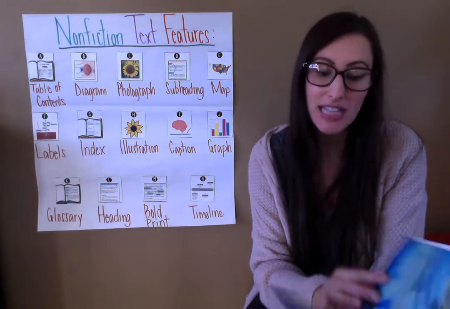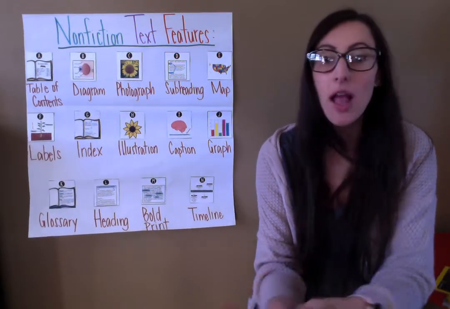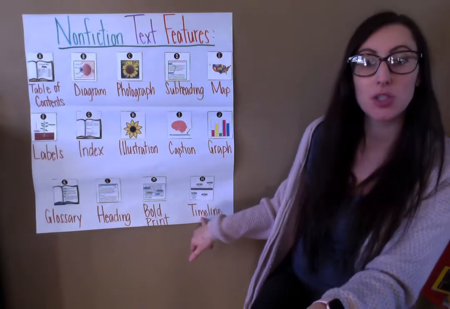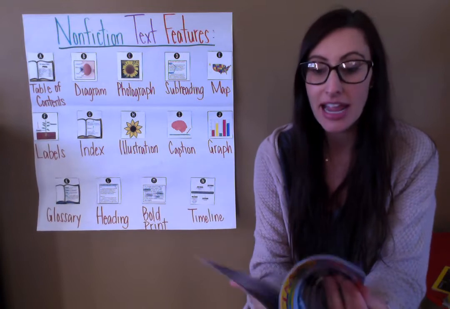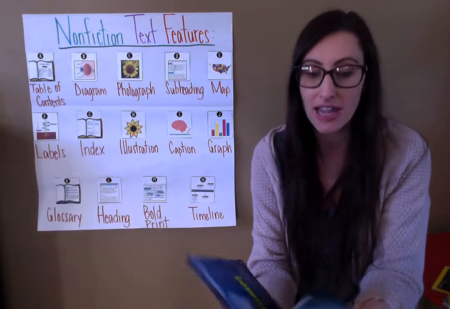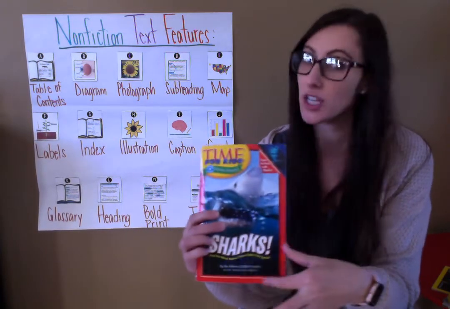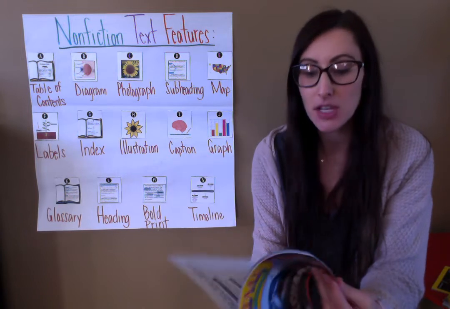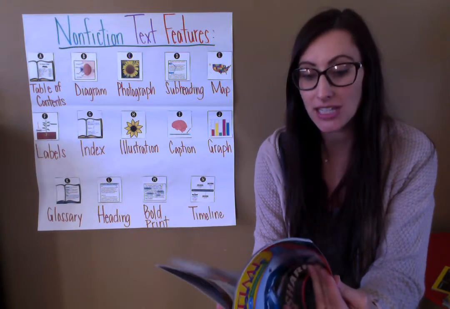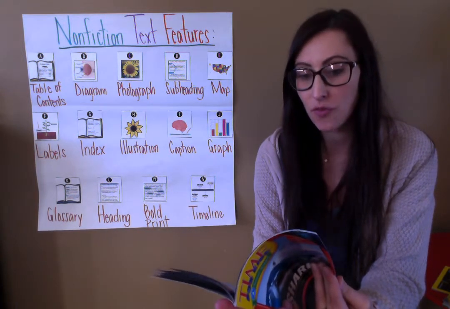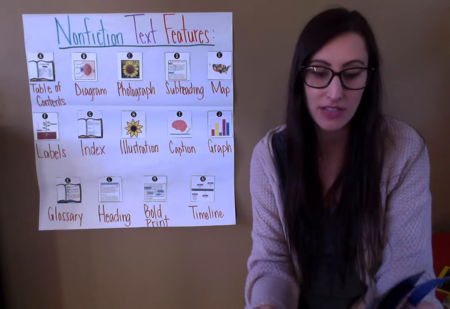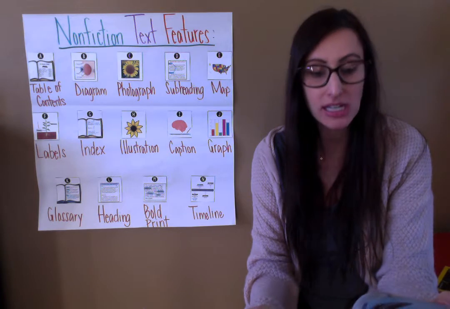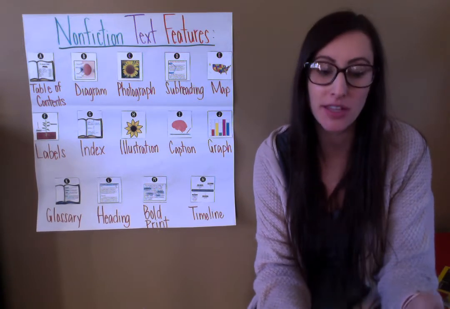So I don't really have a timeline in my book to show you, but that's something we might see from social studies. Maybe if I was talking about the lifespan of a shark, it might start from the beginning of its life and then what a shark does throughout its life and then how it ends. So not all nonfiction books have a timeline. Like I said, unfortunately, these books I have, they don't have a timeline, but we already knew that not all these books would have all these features.